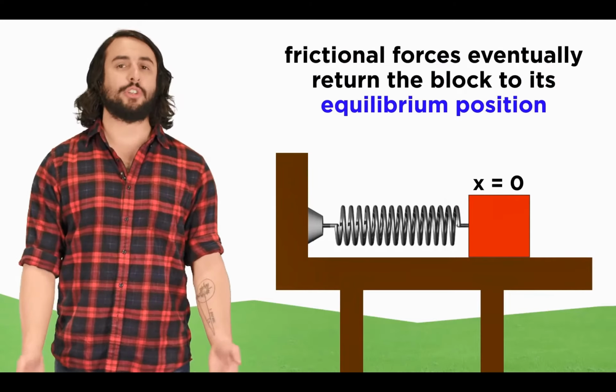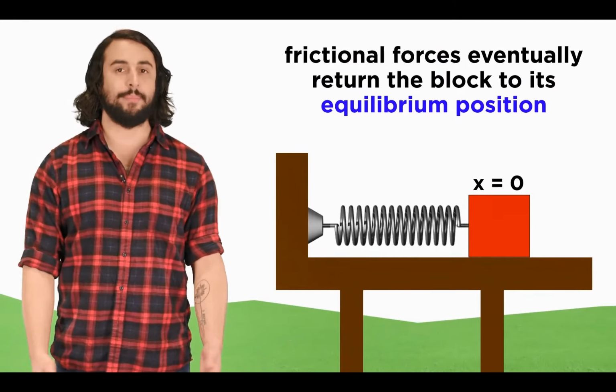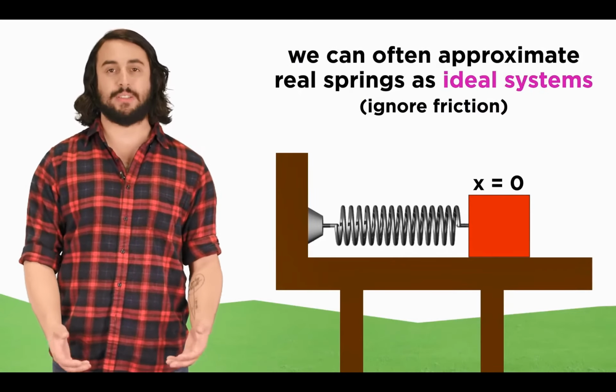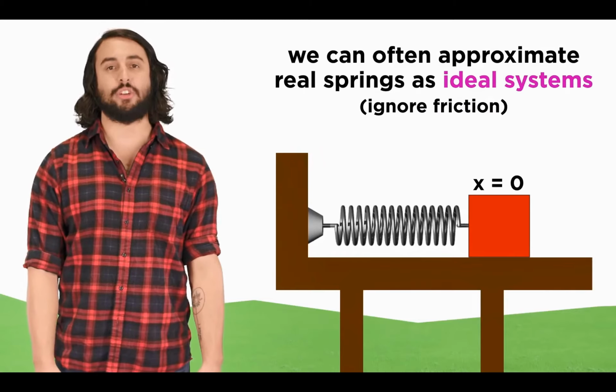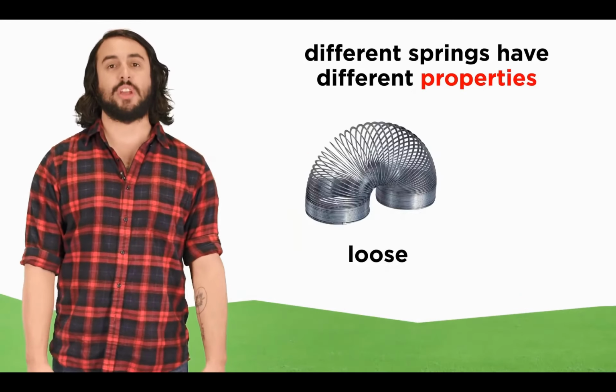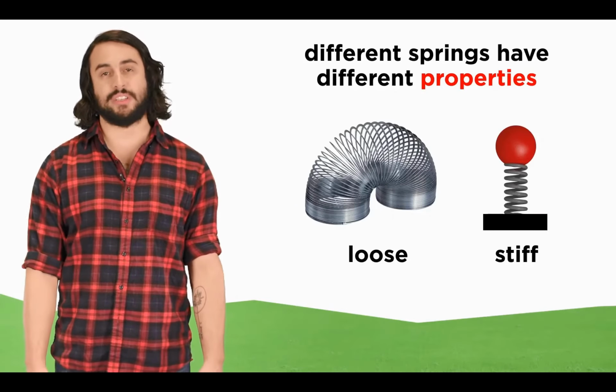In reality, frictional forces will dampen the spring's activity, and it will eventually come to a stop. But for many systems, an ideal mass spring system will be a decent approximation for a real one. Of course, every spring is different. Some are loose, like a slinky, and some are stiff, like the spring that launches a pinball into play.